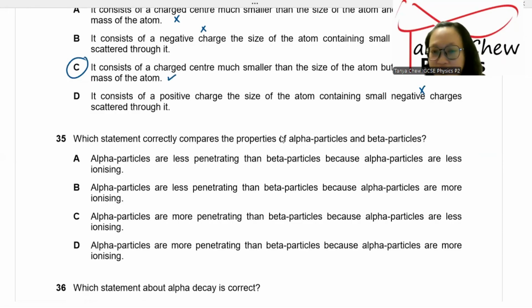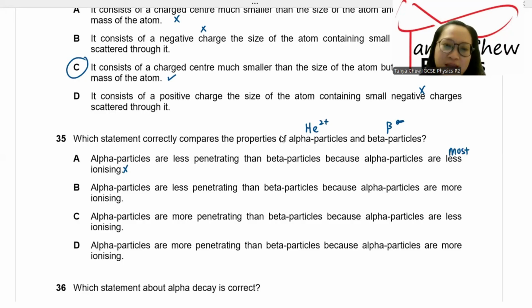Alpha particles are helium nuclei, which are positively charged. Beta particles are fast-moving electrons, which are negatively charged, -1. A, alpha particles are less penetrating than beta particles because alpha particles are less ionizing. No, penetrating power is actually opposite to ionizing power. So alpha has the most ionizing power.